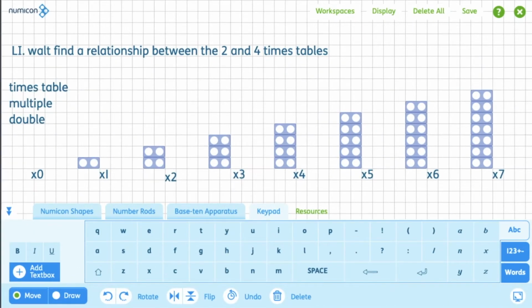a relationship between the 2 and 4 times tables. So our learning intentions up at the top here. Some words that we should know today are times table, multiple, and double. All right, so if we're looking at the 2 times table, how we talk about the different steps in the 2 times tables, we're going to call them multiples.